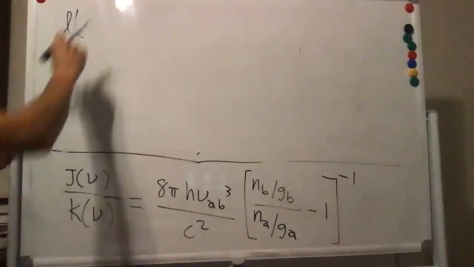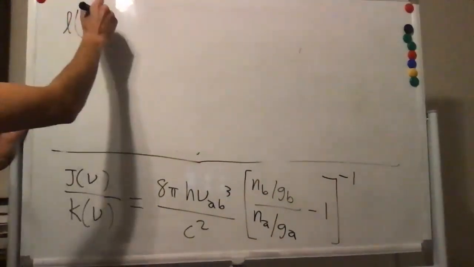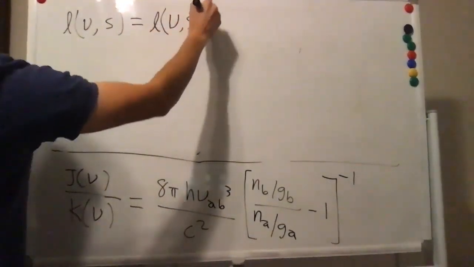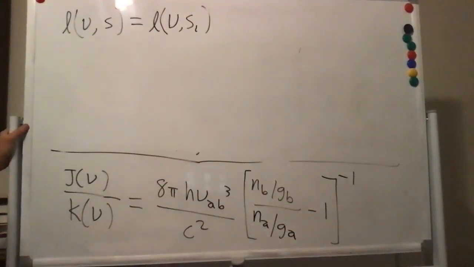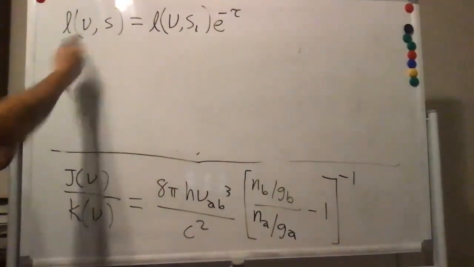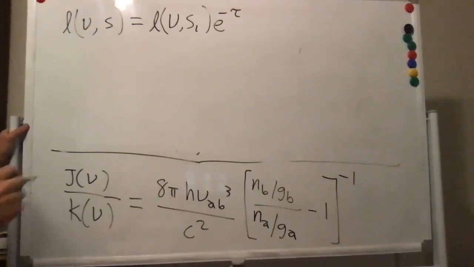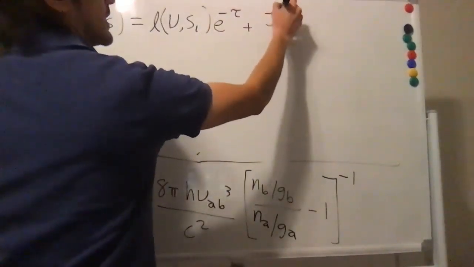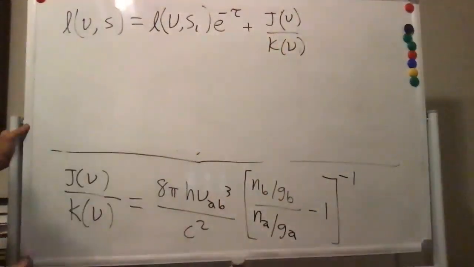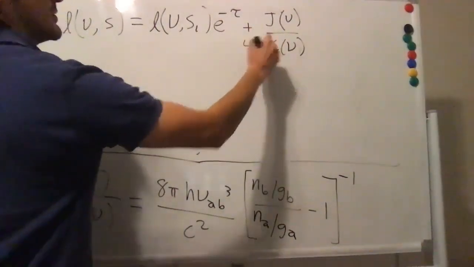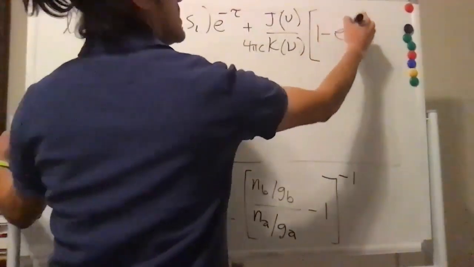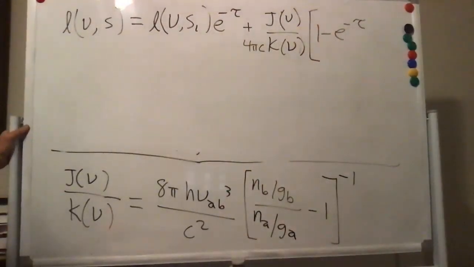L is a function of U and S. S1 was the starting point, and it's a negative tau, tau dependent also on the frequency, plus, and then we have the J over K, and 4 pi times C over there. That one was 1 minus e to the negative tau.